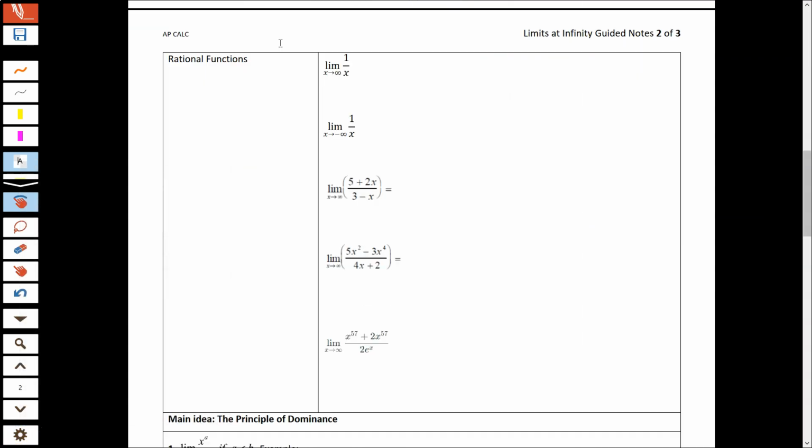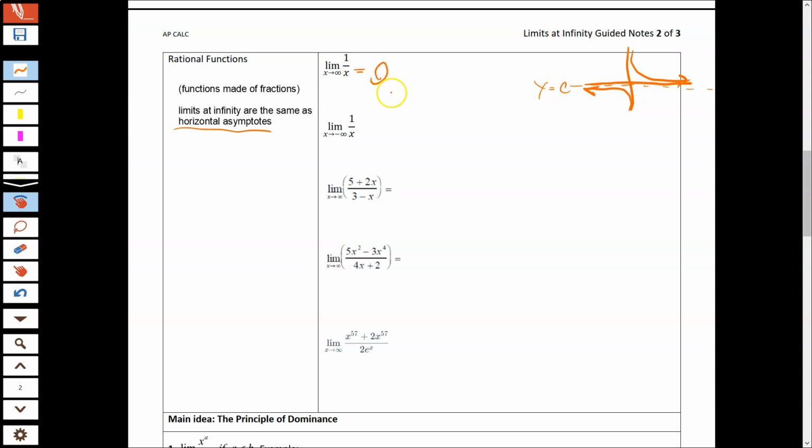Okay, so rational functions. So these are functions made of fractions with polynomials. And you're familiar with this because we studied horizontal asymptotes last year in pre-calc. And what this graph would look like, 1 over x, you can graph it using a graphing tool. It would look like this. So as x gets really large to the right and to the left, we approach 0. So that's the horizontal asymptote of the function, y equals 0. That's also the limit as x approaches infinity.